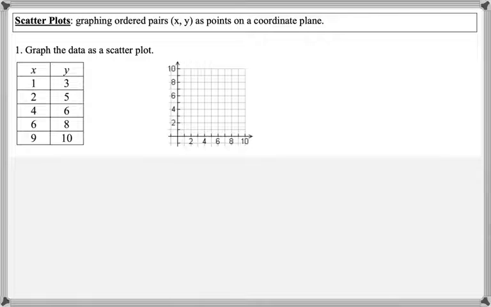This section is on scatterplots, which is graphing ordered pairs as points on a coordinate plane. Number 1 says, graph the data as a scatterplot. So our first point is (1, 3), and that would go right here. Next is (2, 5), (4, 6), (6, 8), and (9, 10).